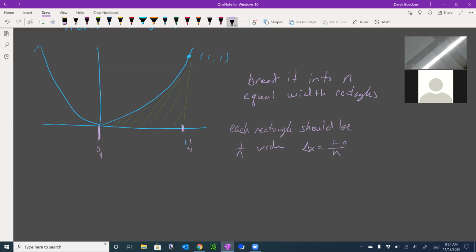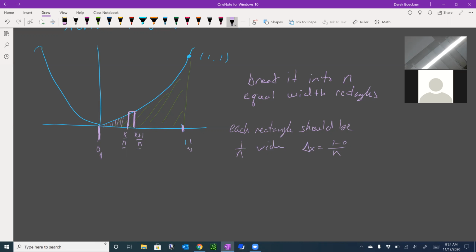So I'm going to draw an arbitrary rectangle in here. I don't know where it is, but I know that if this is the kth rectangle, it starts at k over n and ends at k plus 1 over n. Are we good with that? The kth rectangle has k of the 1 over n widths in front of it. So at this point I will be at k over n, and then the next one will be 1 over n further along, which is k plus 1 over n. Kind of good with that?